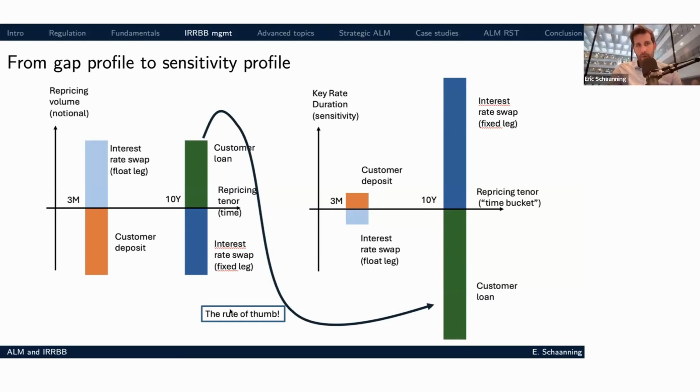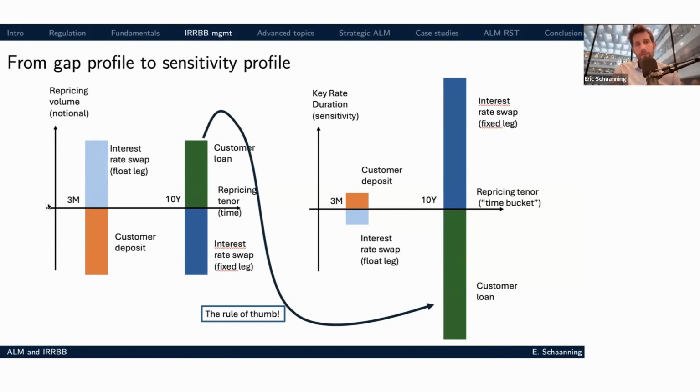On the left side, we've got the gap profile. So time is on the x-axis. That's the same for the gap and the sensitivity profile. And then on the y-axis, we have the notional here. So that was 175 million. And if we now go to key rate duration, you can see the graph flips.